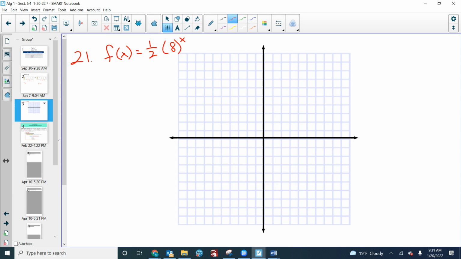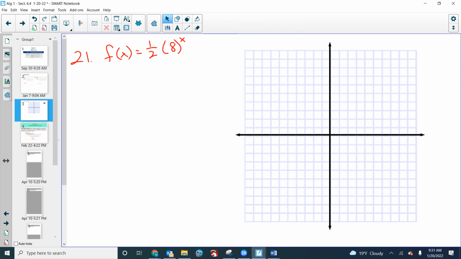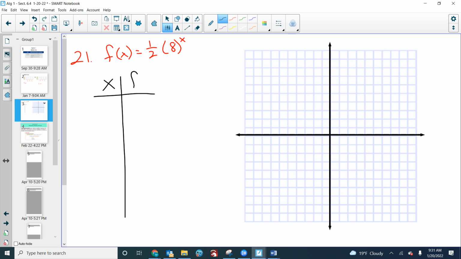Directions: graph the function, compare the graph to the graph of the parent function. Identify the y-intercepts and asymptotes of the graphs. Find the domain and range. That's just too much work. Let's just graph it. What values do we typically use?